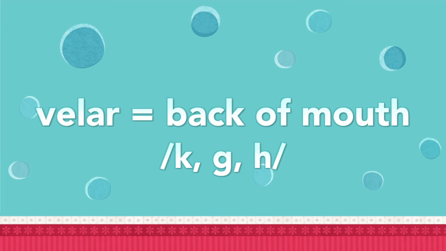So for K and G, k, g, you are using the back of your tongue. It goes up and makes contact with the roof of your mouth in the back, so against the velum or the soft palate. So the name velar consonants. We've also included h or an H sound in with the velar consonants.